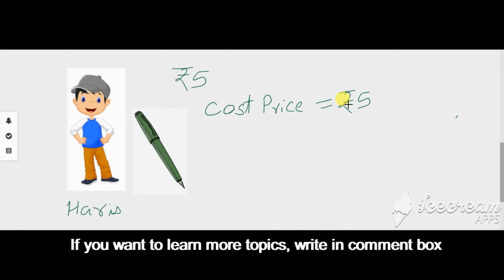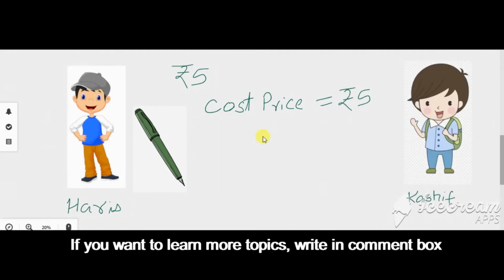Now one day, what happened? Kashif, a friend of Haris, finds Haris with this pen. So he asks Haris to give this pen. Haris tells Kashif that he can't give it for free. Haris says, I will give this pen to you for rupees 8. Kashif agrees and says, okay, I will give 8 rupees to you and you will give this pen to me. So in this case, the selling price of this pen for Haris is rupees 8.